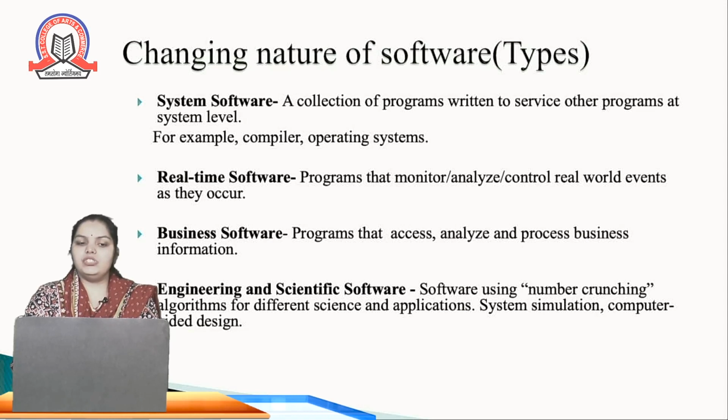The changing nature of software means what kinds of software there can be. The first one is system software. System software is nothing but a collection of programs written to service other programs at the system level. For example, compilers and operating systems are system software.